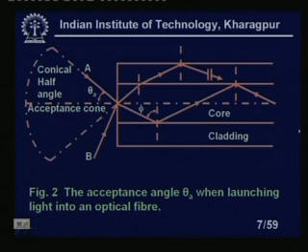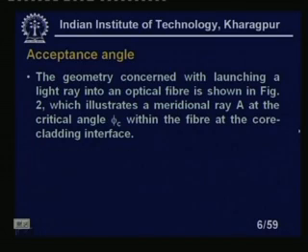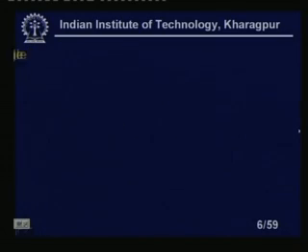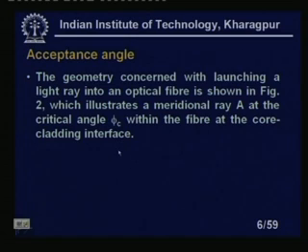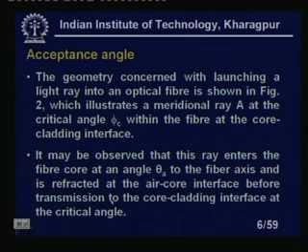Let us go back again. Now, the geometry concerned with launching light into an optical fiber is shown in figure 2, which illustrates the meridional ray A at the critical angle theta c within the fiber at the core cladding interface. It may be observed that this ray enters the fiber core at an angle theta A to the fiber axis and is refracted at the air core interface before transmission to the core cladding interface at the critical angle, right.